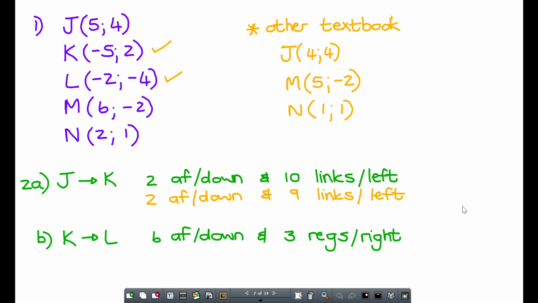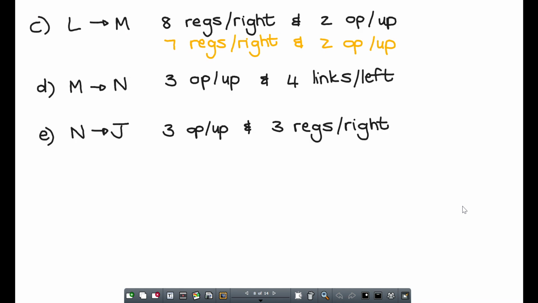Okay. Then at B, to translate from K to L, it was 6 down and 3 to the right for both of those. Nothing changes there. Whether you've got the old textbook or new textbook, same thing. Okay. Any questions? Right. Okay. So from L to M.